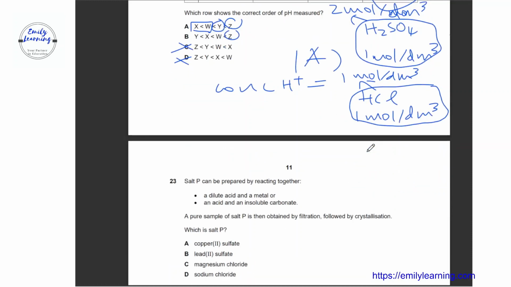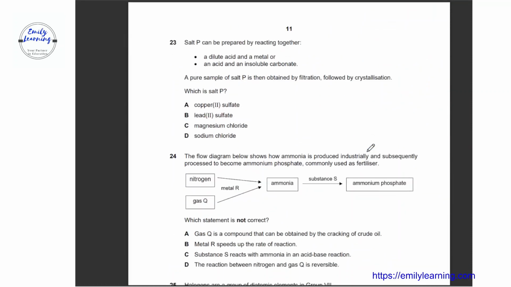Alright, next let's move on to question 23. Salt P can be prepared by reacting together a dilute acid and a metal, or an acid and an insoluble carbonate. A pure sample of salt P is then obtained by filtration followed by crystallization. Which salt is P? There are some things that we know by looking at this.